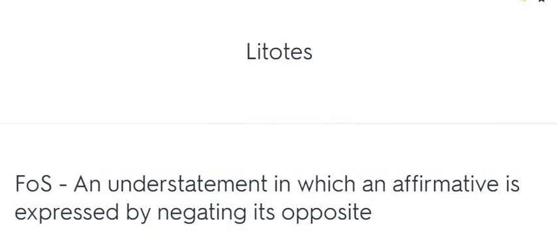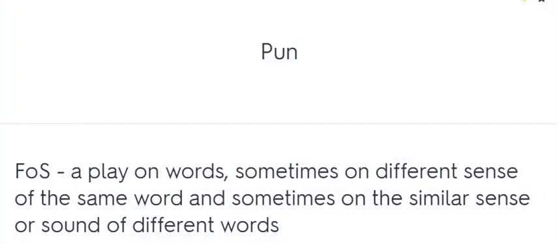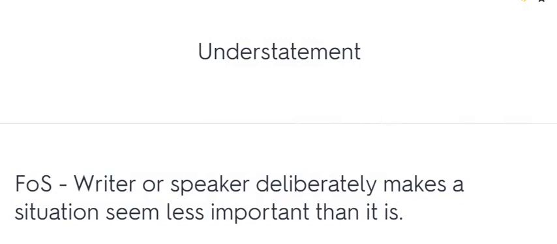Litotes. FOS, an understatement in which an affirmative is expressed by negating its opposite. Pun. FOS, a play on words, sometimes on different senses of the same word and sometimes on the similar sense or sound of different words. Understatement. FOS, writer or speaker deliberately makes a situation seem less important than it is.